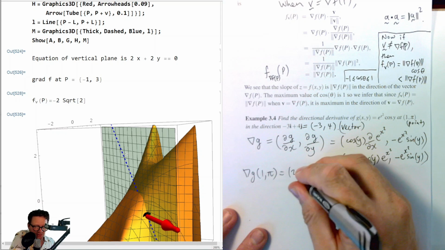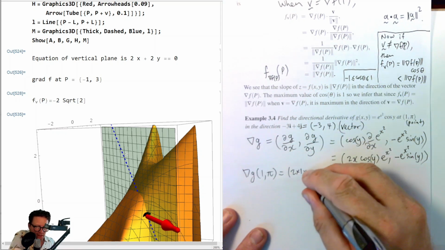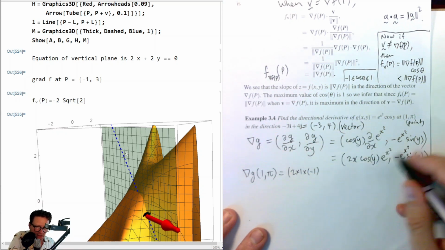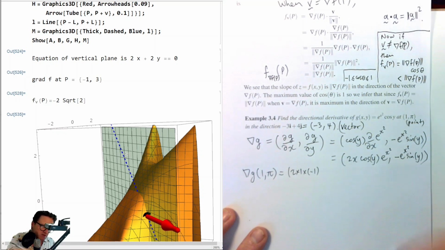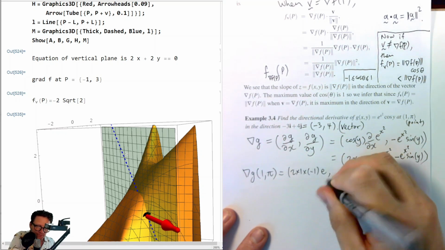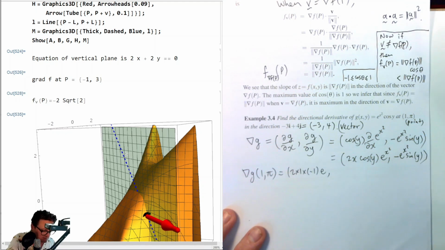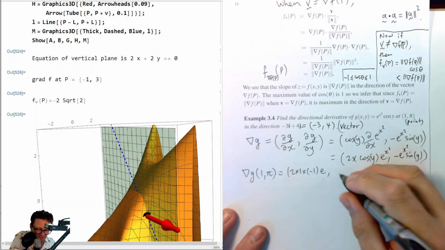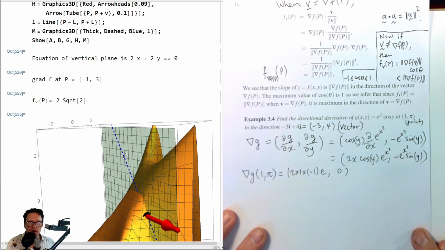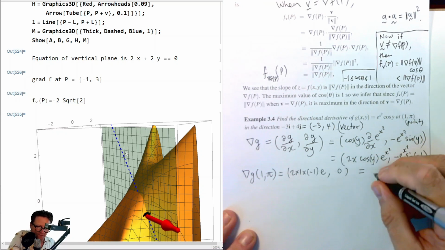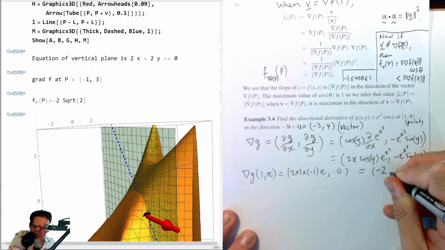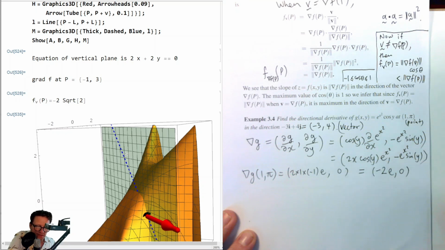So we have 2 times 1 times minus 1 and then times e to the power of 1 squared, so times e. Okay, here sine of pi is 0. And e to the power of 1 squared is 1, so we've got minus 0, so we just have 0 there. All right, so let's simplify this. We've got minus 2e comma 0 as our gradient vector at the point 1 comma pi.